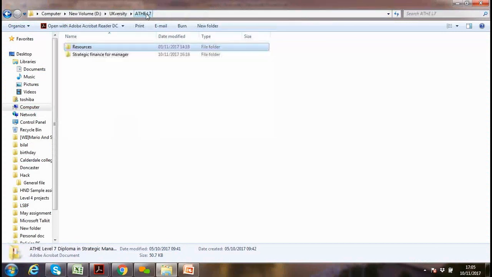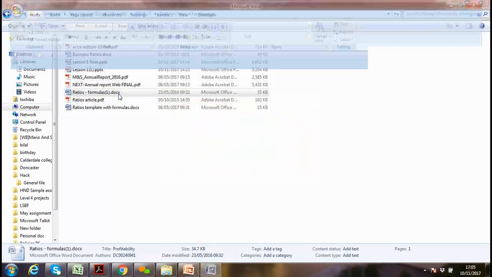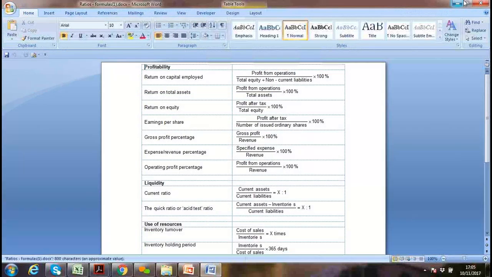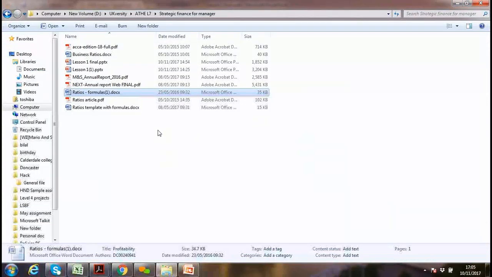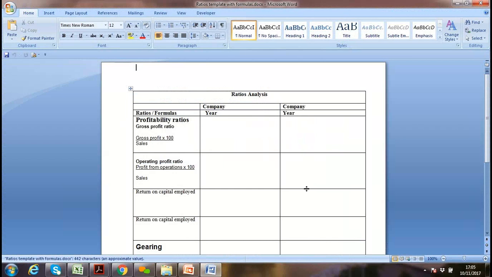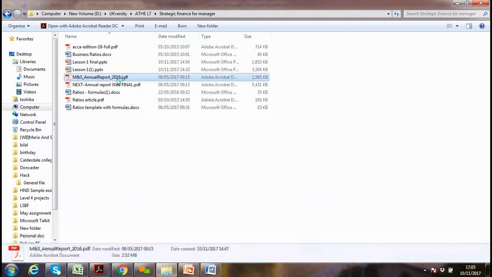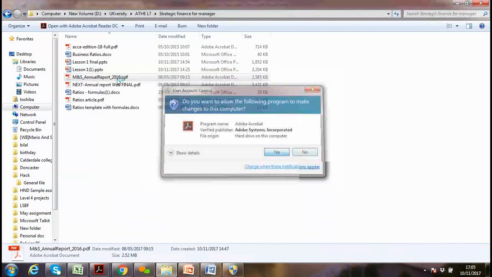I'll send you the formula sheets. This is a template: year one, year two, so we can calculate. We can put in year one and year two of the companies. Like we can start with the ratios of M&S, which is Marks and Spencer.